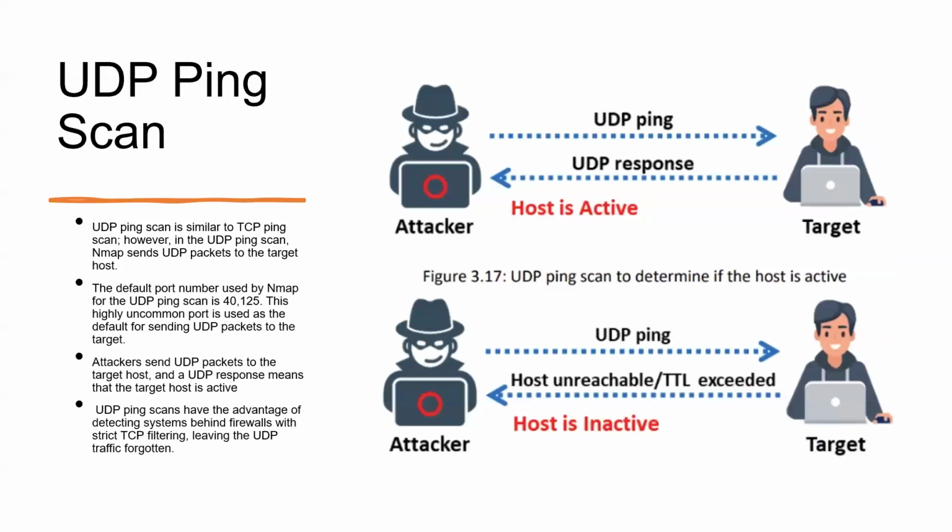Then the UDP ping scan, I think everybody knows that you can just send UDP ping packets and then you will wait for the UDP response. So that is also possible using Nmap, you can just select UDP scan, and it will send UDP probe packets. And then once the target machine sends the UDP response, Nmap will scan that and it will give you the results.